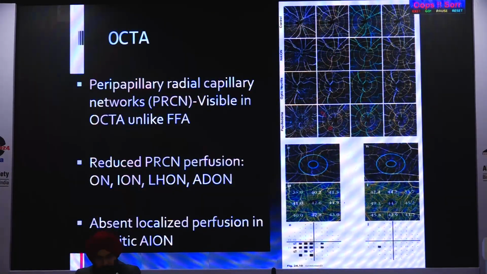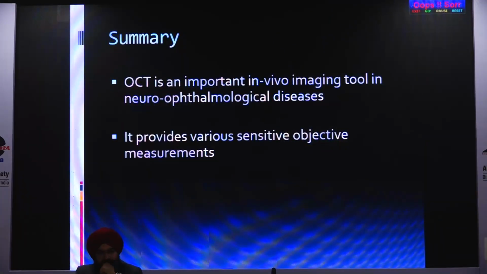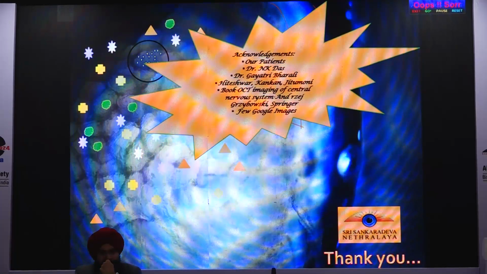Now, just a few lines for OCTA, the peripapillary radial capillary network is visible in OCTA, unlike FFA. The reduced peripapillary radial capillary network perfusion is seen in optic neuritis, ischemic optic neuritis, Leber's hereditary optic neuropathy, and autosomal dominant optic atrophy. And absent localized perfusion can be seen in arteritic anterior ischemic optic neuropathy. So in conclusion, OCT is an important in vivo imaging tool in neuro-ophthalmology diseases. It provides very sensitive objective measurement. And thank you for your patient hearing.